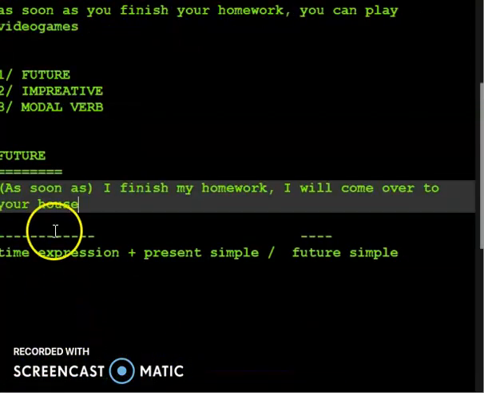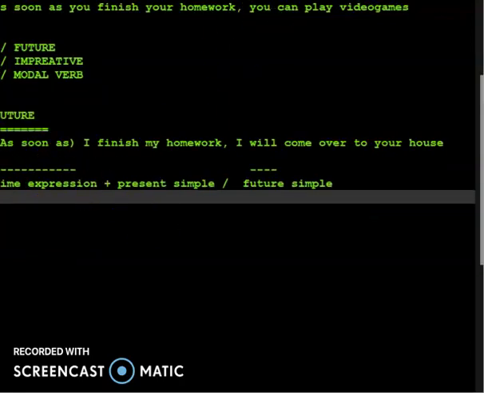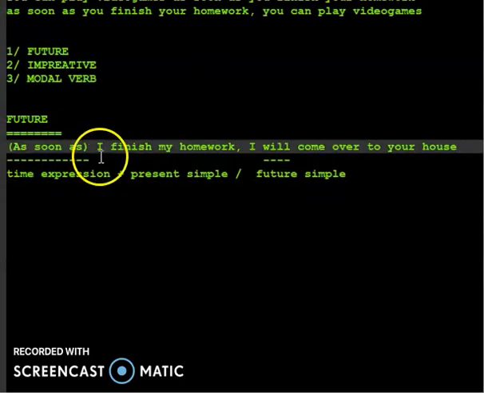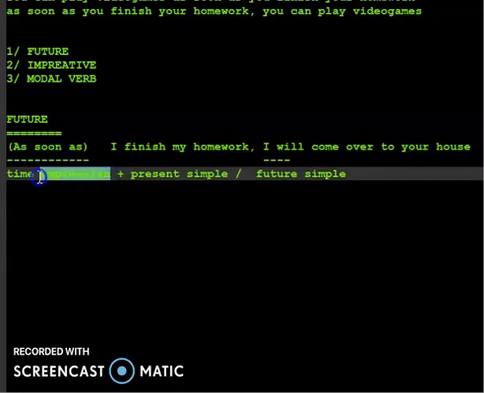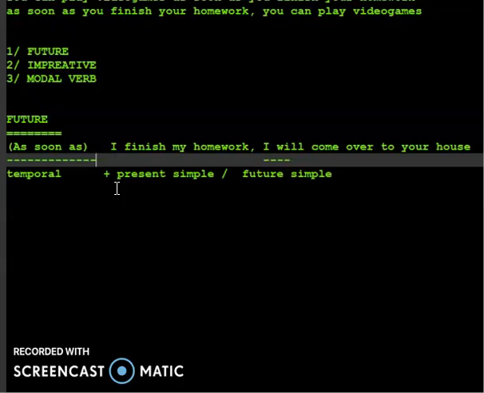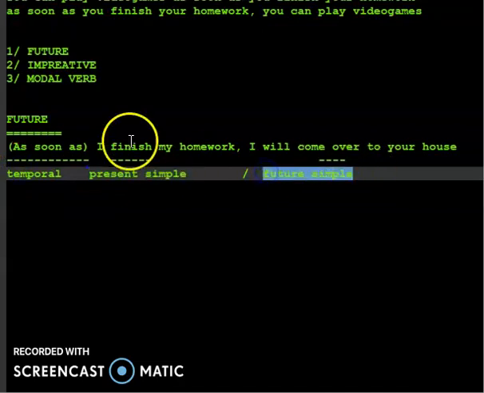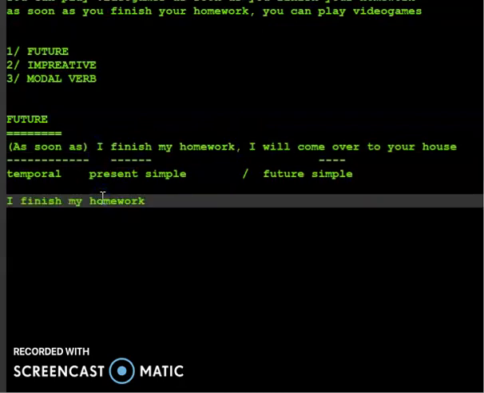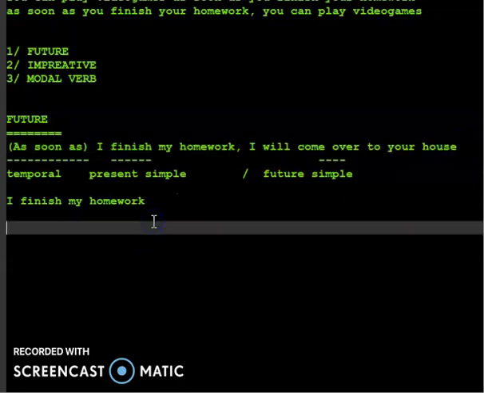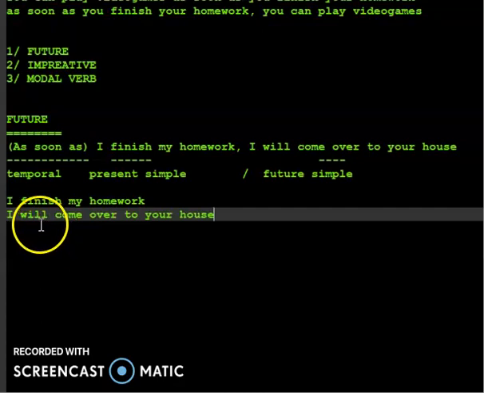So what's the structure we've got? As soon as, a time expression, or let's say temporal, plus present simple. The temporal goes with present simple. So we've actually got the clause with subject, verb, object. This is a present simple verb. And the second clause goes in future simple. So temporal plus present simple clause plus future simple clause. Here the sentence is in present simple, I finish my homework, and the result clause is in future simple. I will come over to your house.